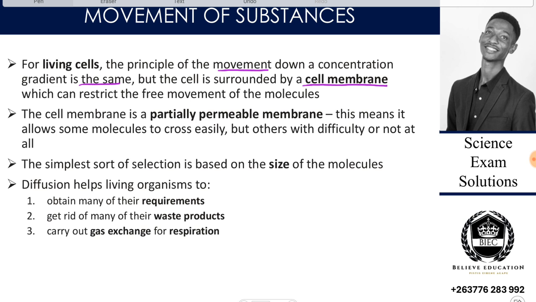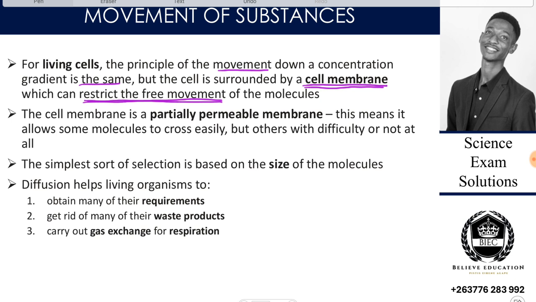The way we move some molecules from a region of high concentration to a region of low concentration is just the same. But now the difference here is that we have a cell membrane. So this cell membrane, it restricts free movement. Are we together? It restricts what? Free movement of molecules. So since it restricts free movement of molecules, the molecules cannot just enter and leave as they please.